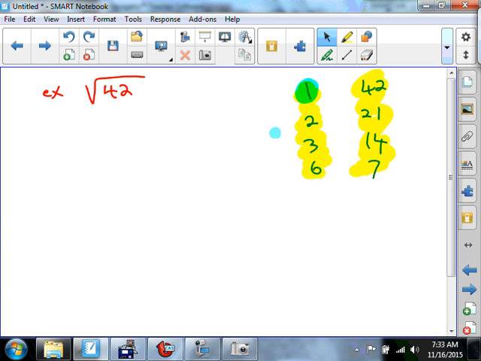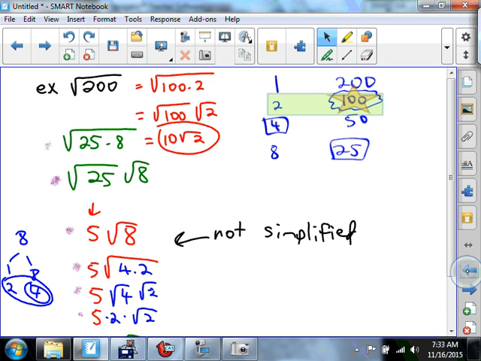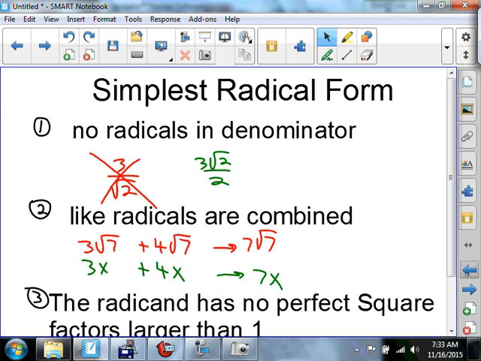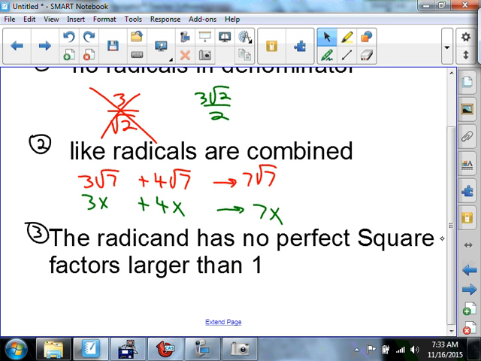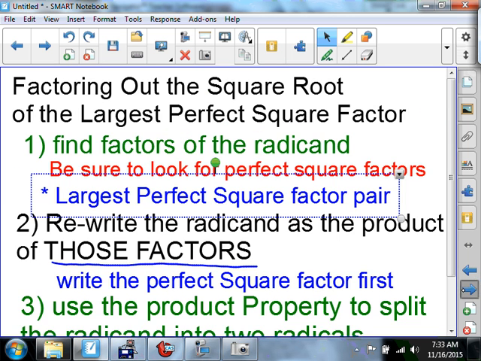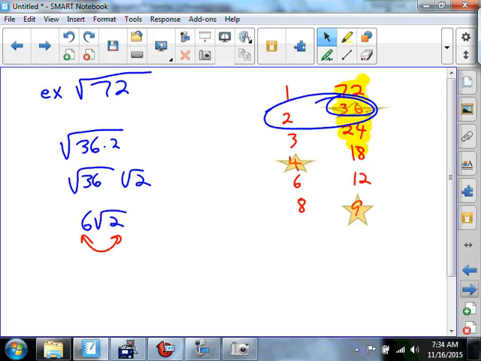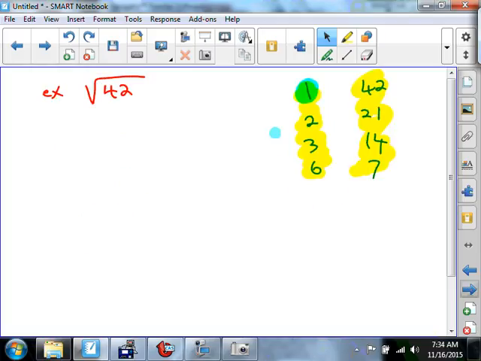Well, wait a minute. A number is in simplest radical form if what? If the radicand has no perfect square factors larger than 1. So in the instance of the square root of 42, well, you can't simplify it. Your answer is just the square root of 42, because 42 doesn't have any perfect square factors larger than 1.